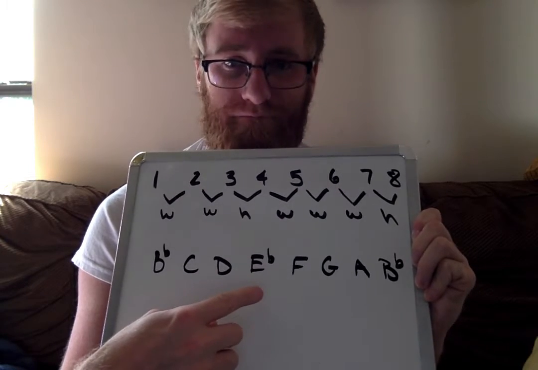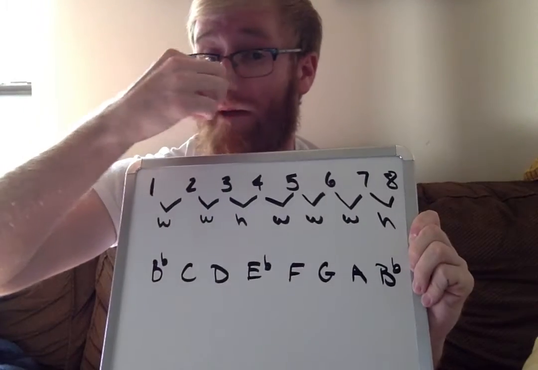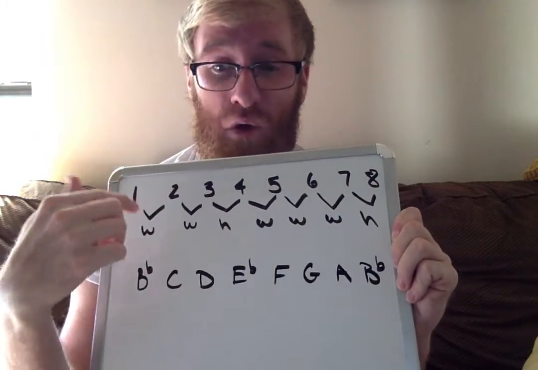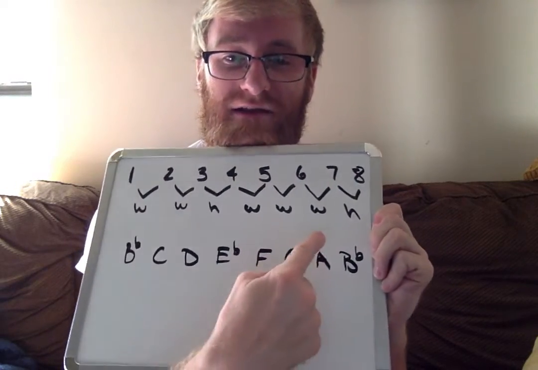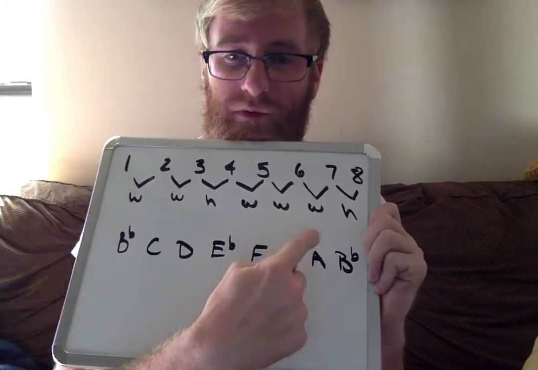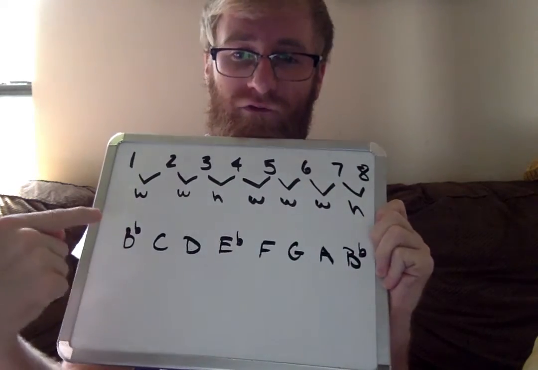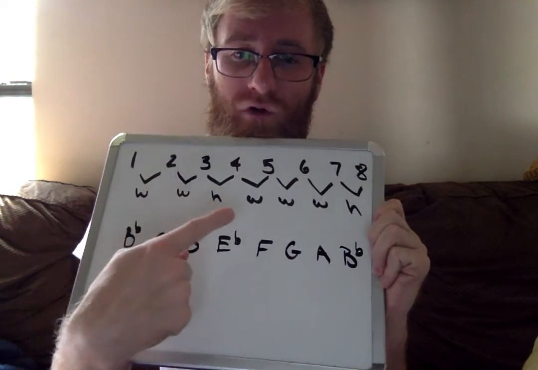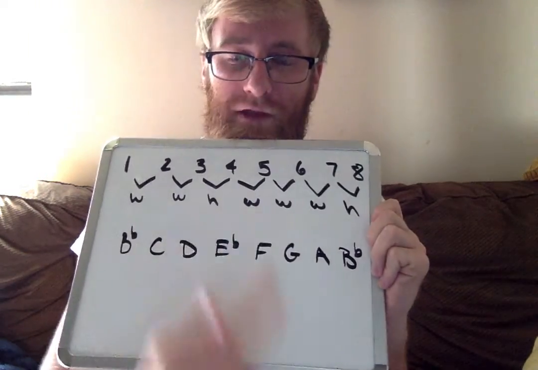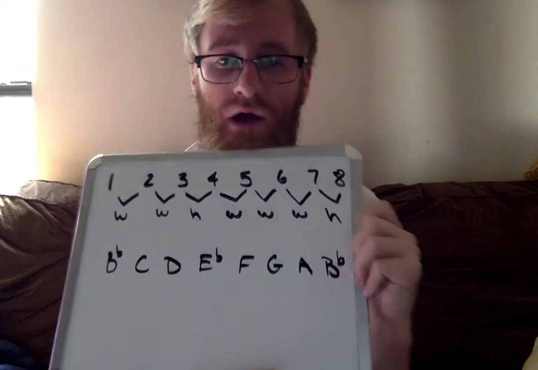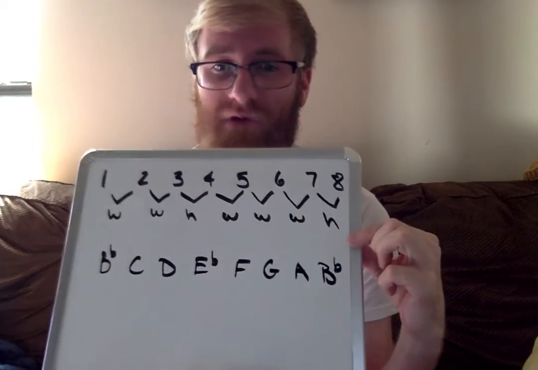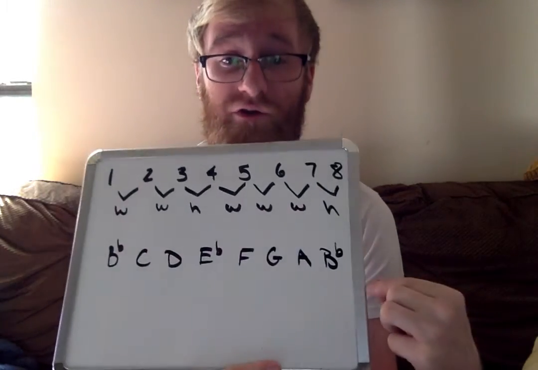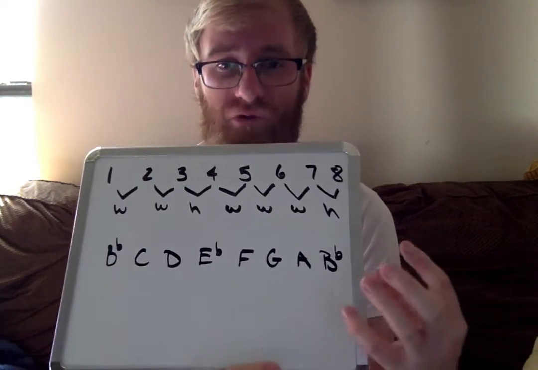If you want to think about the whole steps and half steps, the formula we would use for minor scales would be whole, half, whole, whole, half, whole, whole. You do not need to know as much about the half steps and whole steps for minor scales, but I do want you to understand the relationship of a minor scale to a major scale.